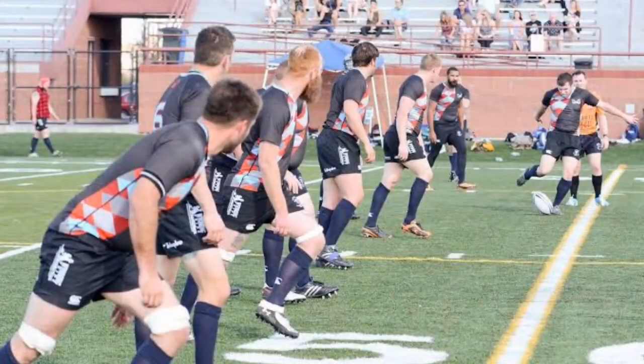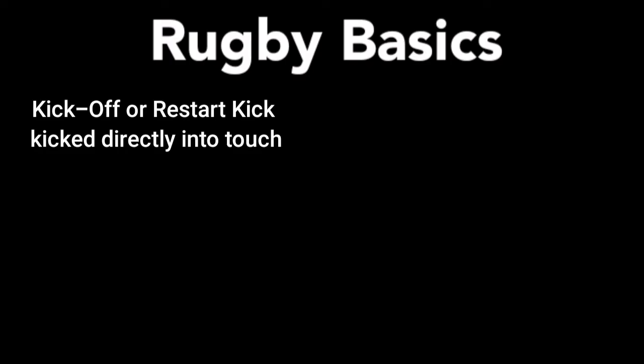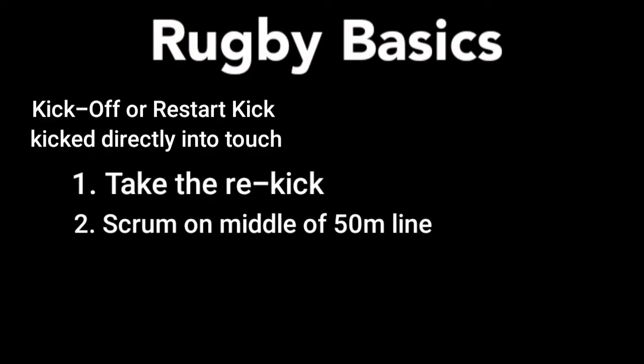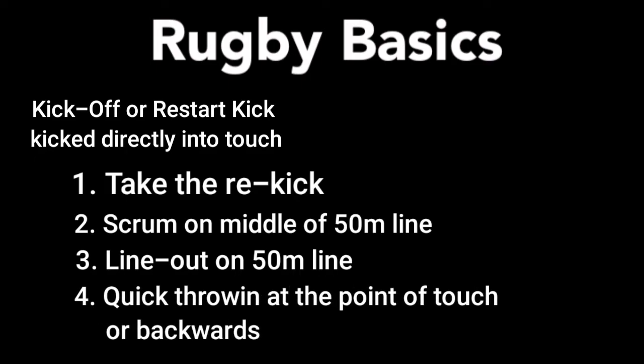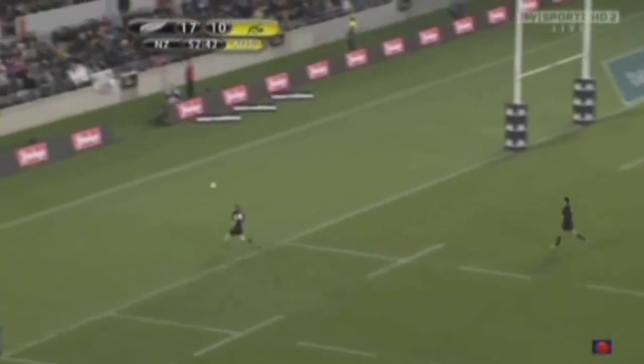Also taking into consideration is when the kicker decides to put too much power on the ball and he kicks the ball directly into touch, the opposition will have one of four options to choose from. So the first one would be to re-kick the restarting kick or the kickoff kick, or they can opt for a scrum in the middle of the field where the kickoff was taken, or they can have a line out on the 50-meter line, or they can have a quick throw-in anywhere from where the ball has gone into touch and backwards.